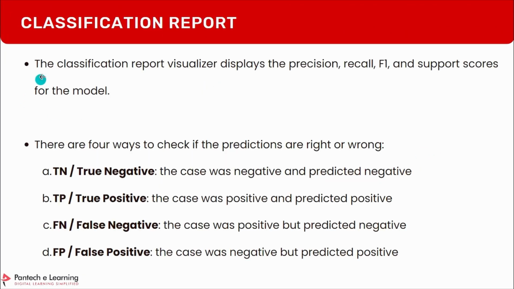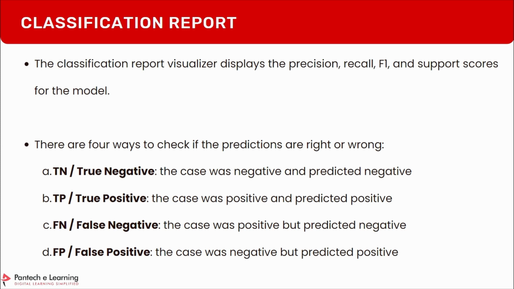And then talking about classification report, it is another method, so you can get it from sklearn. This classification report will give you the value of what is the precision, what is the recall, what is F1, and what is support scores for the model. Okay, so you can find these terms here.